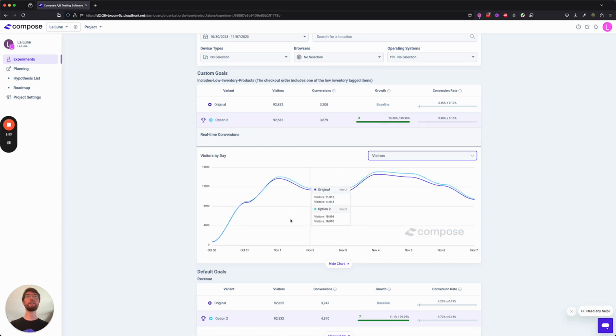The last one here is visitors, so you can just check that you're getting enough visitors per day. You would expect that if you had the same traffic allocation for each of these variants, that these should be the same. You should be getting roughly the same visitors each day, but your total visitors each day may go up and down with just traffic to your site.